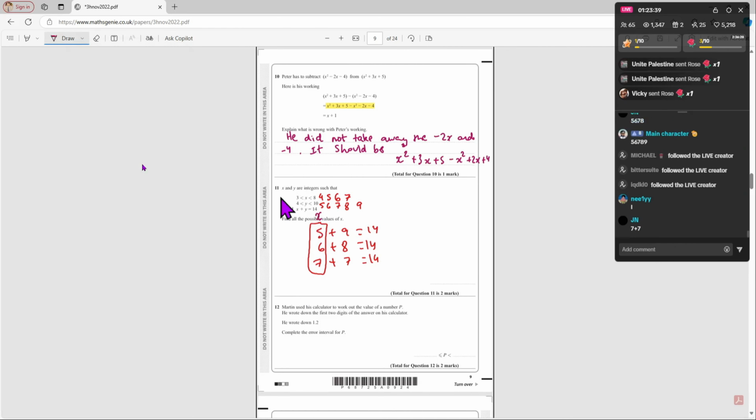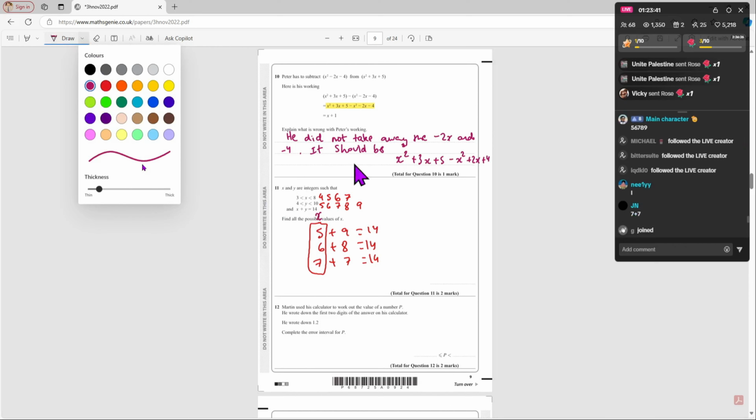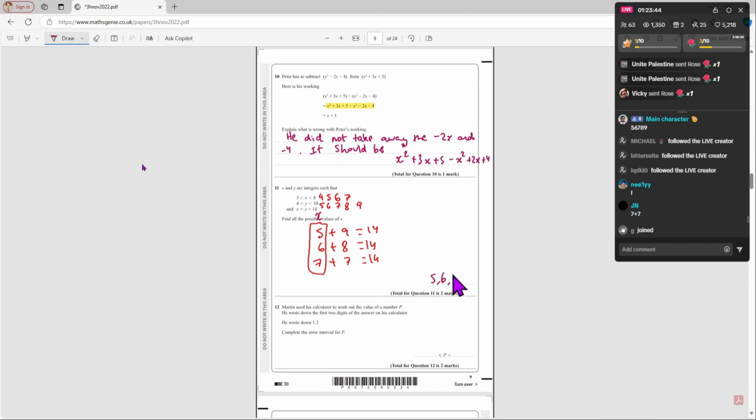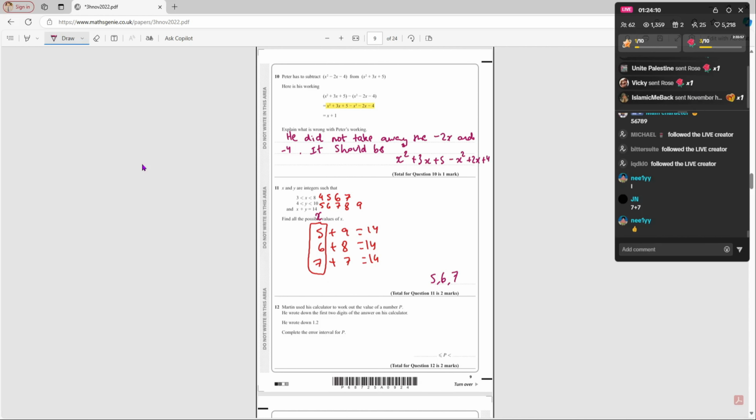You only asked for the value of x, so finally let's write 5, 6, and 7. We do not care about the y's, we only care about this. You cannot add anything with 4 to get to 14. So it's going to be 5, 6, and 7. Okay? So basically that will be your answer. Give a thumbs up in the chat if you understand. So that's good.